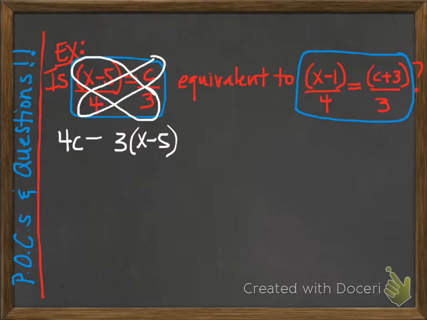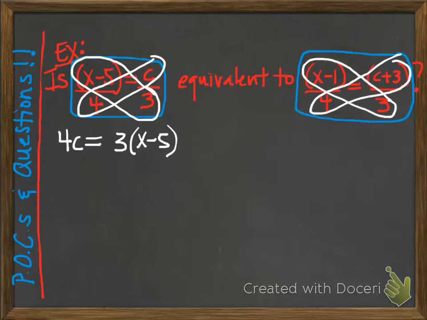And these two cross products are equal. Okay, so there's my cross products. Let's go to the other proportion. In this one, I have two sets of parentheses that are going to be part of both cross products, so make sure to leave those parentheses there so that you know to distribute that other number. This time, I've got 4 times c plus 3, and my other cross product is 3 times x minus 1. And these cross products are equal.